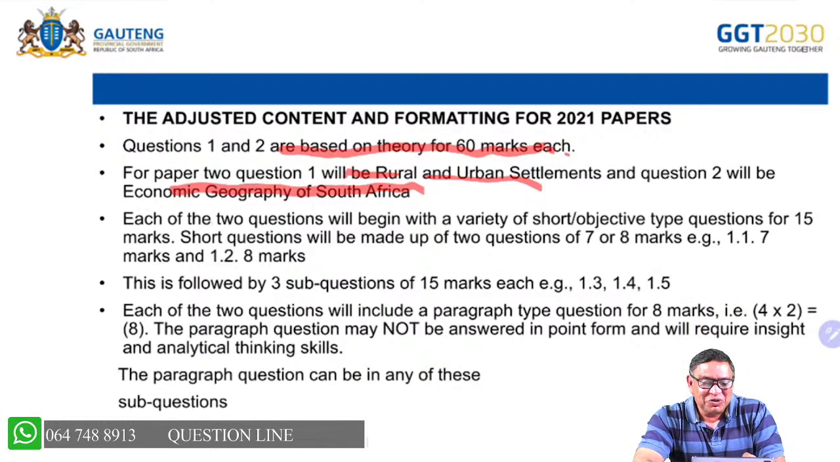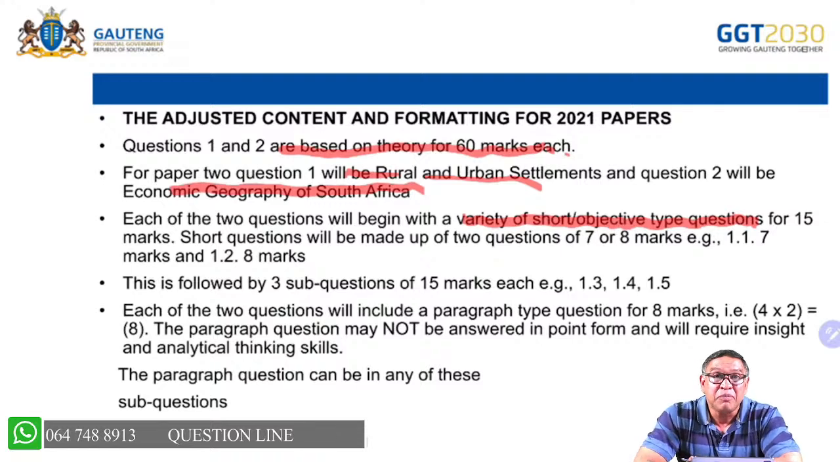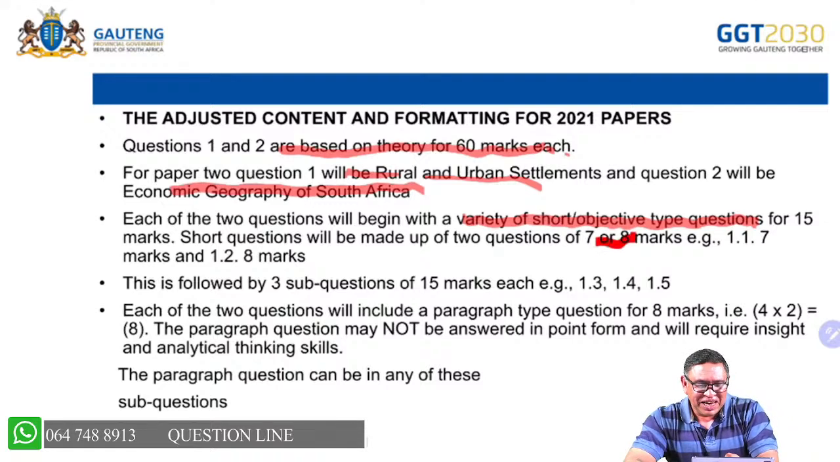All right, each of the 2 questions, note this, will begin with a variety of short object type questions. You've been used to this. That's 7 and 8 marks. All right, so your paper will be split into 7 and 8 marks for rural and urban settlements and for economic geography, those short questions. And if you look at the past papers, learners, you'll know exactly what I'm talking about. And I know we got brilliant teachers out there who have been showing you this. All right, so that's the 7 and 8 marks.